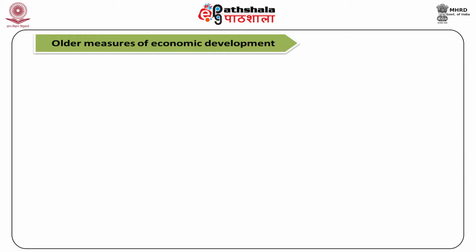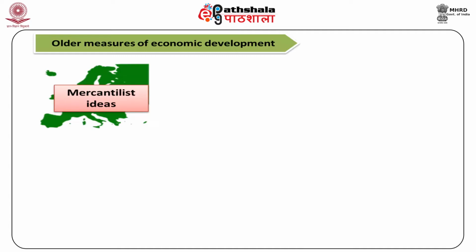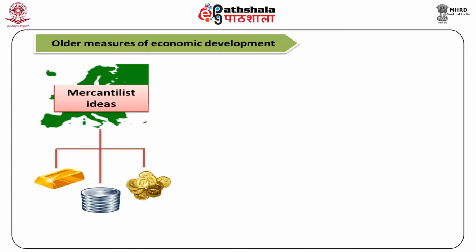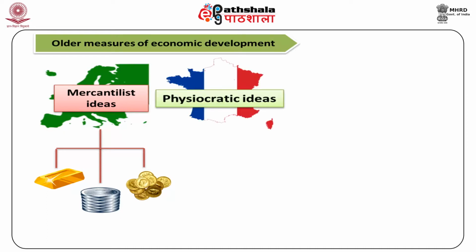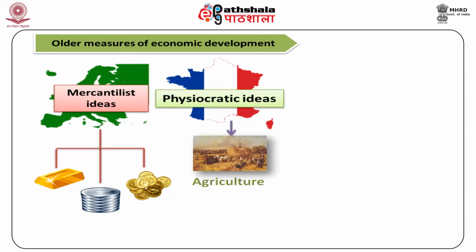In Europe from the 16th to 18th century, the prevailing economic ideas were mercantilist. They considered the accumulation of bullion, that is, gold and silver, and other precious metals as the main indicators of a country's prosperity. In the 18th century, French physiocratic ideas became popular, especially in the latter half of the century. These ideas emphasized agriculture or land based activity as the source of a nation's wealth.